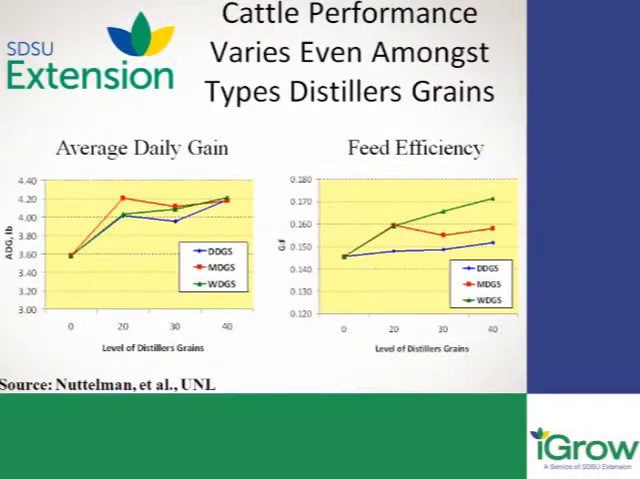Another thing that's important to keep in mind is that cattle performance does vary amongst even different types of distiller's grains, whether you're talking about wet, dry, or modified wet distiller's grain. This is again based on some research in animal science at the University of Nebraska, but the average daily gain and feed efficiency both tend to be different at different inclusion levels for different types of distiller's grains, even though the only real difference is the moisture content in those products.